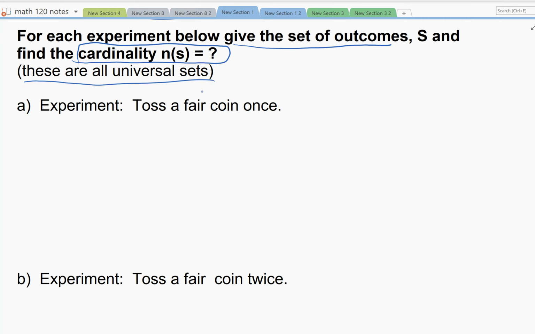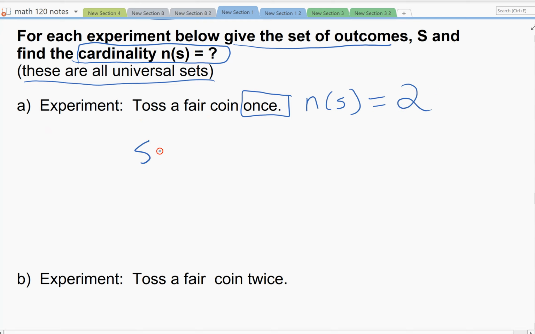The first experiment, part A, is, what if I have a fair coin and I toss it one time? My universal set S would be how many outcomes do I have when I toss a fair coin once? Well, there's just two. We list them as either heads or tails. A fair coin has heads on one side, tails on the other.